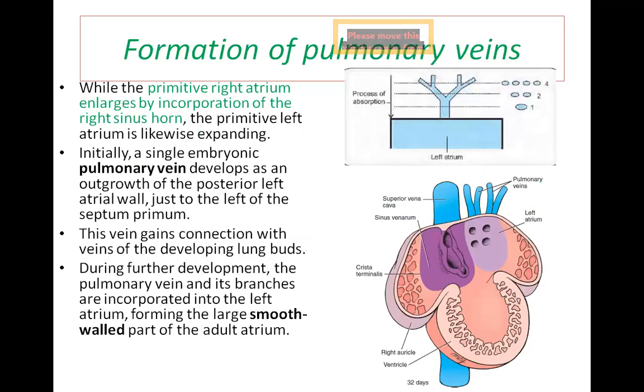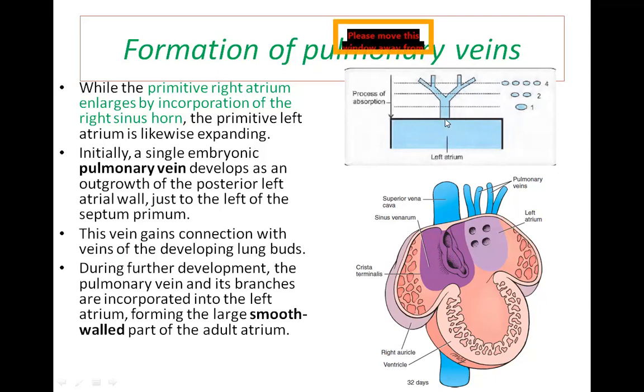So it may fulfill the oxygen needs of the developing organs of the fetus. Now the formation of the pulmonary veins. So over here you can see this one is the left atrium. While the primitive right atrium enlarges by incorporation of the right sinus horn, the primitive left atrium is also expanding because of the shunted blood which is coming over there.